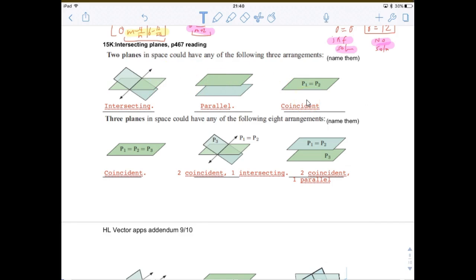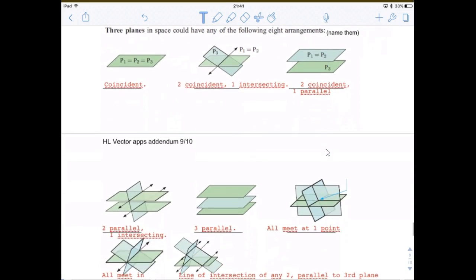Now, let's go to the possibility of 3 planes. And this is where it gets kind of mind-boggling, and you might think, oh my gosh, 3 planes? There's like an infinite number of ways 3 planes can meet. But actually, there's not. There's only 8 ways. Okay, so let's look at the 8 ways.